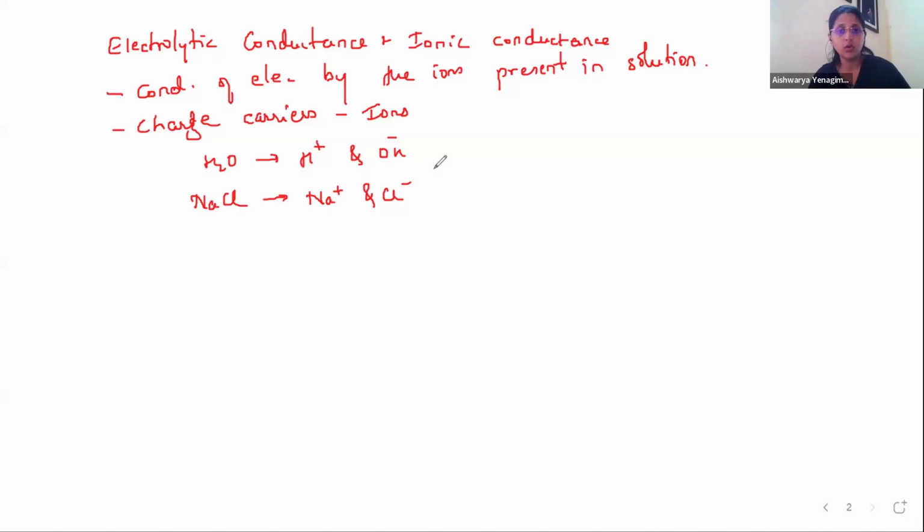If you just take solid NaCl, it will not do anything, because Na plus and Cl minus do not dissociate in the solid. You have to either take NaCl in aqueous form, in solution, or in the molten state. Because only in these two cases, NaCl dissociates into Na plus and Cl minus.